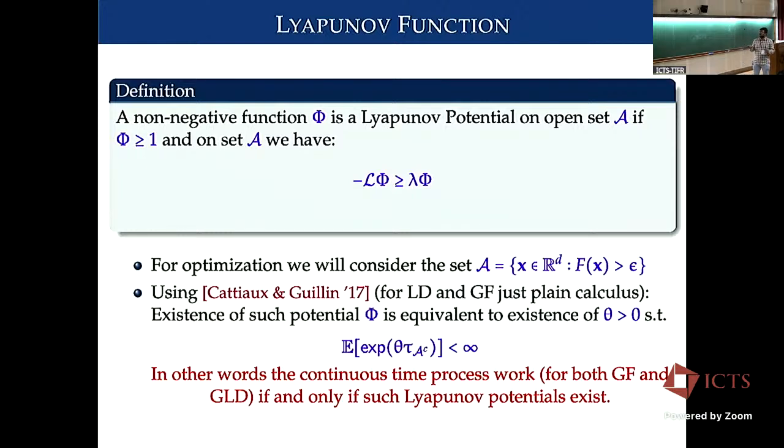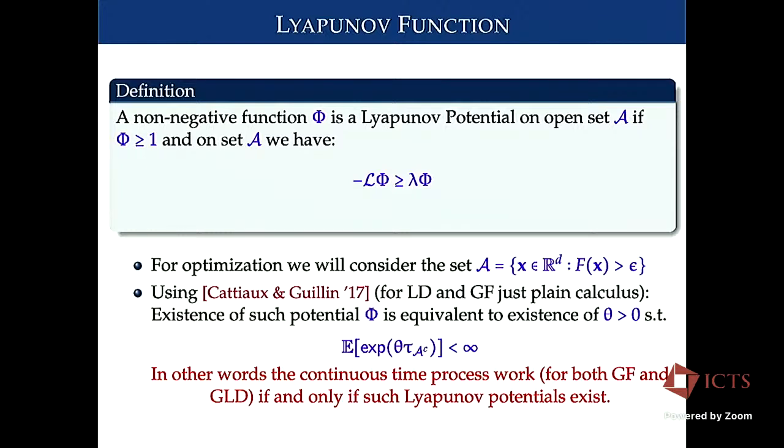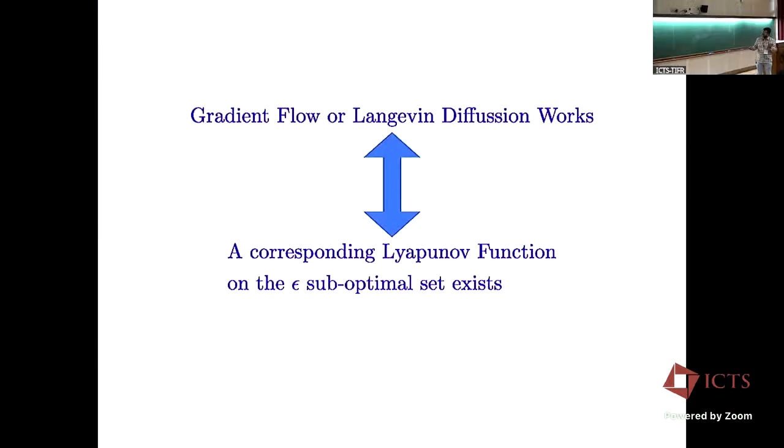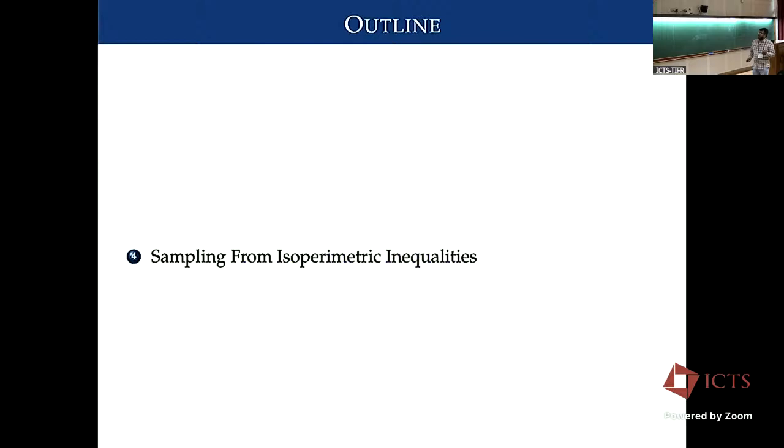Okay, right. So great. So that says that whenever we know that gradient flow or Langevin diffusion works, it has to be true that we can find a Lyapunov function for the epsilon suboptimal set. Okay, good.